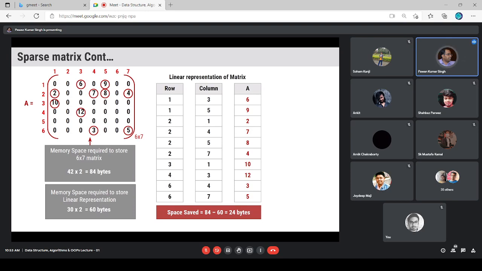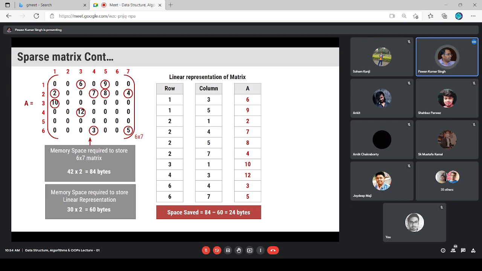Now we require 60 bytes. Is it clear for linear representation? 10 rows, 10 columns, and 10 values. So 10 into 3 is 30, and for each integer we require 2 bytes, so 30 into 2 is 60 bytes. Previously we required 84 bytes, now we require 60 bytes. We save 24 bytes. Now we can reduce it further.